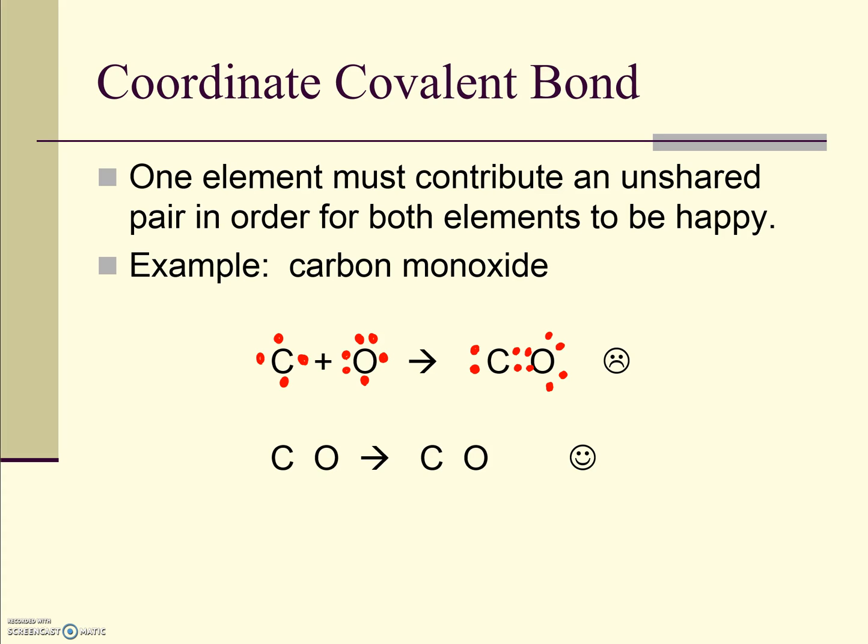In a coordinate covalent bond, one element must contribute an unshared pair in order for both elements to be happy. I don't want you to get hung up on the name so much as just to realize that it doesn't always work out to be a perfect puzzle like we have here. So we have CH4, we have 1, 2, 3, 4 electrons, and then 4 hydrogens just come in ever so nicely and dock right in.